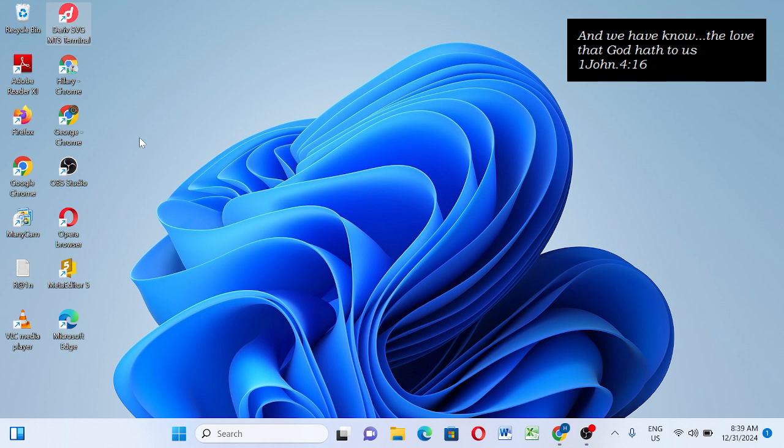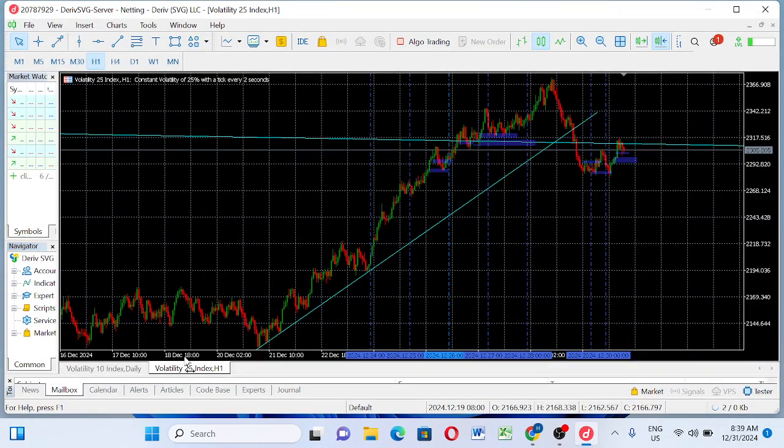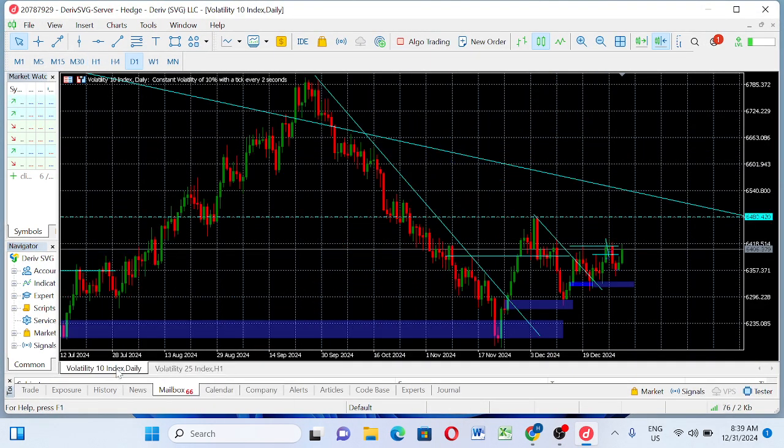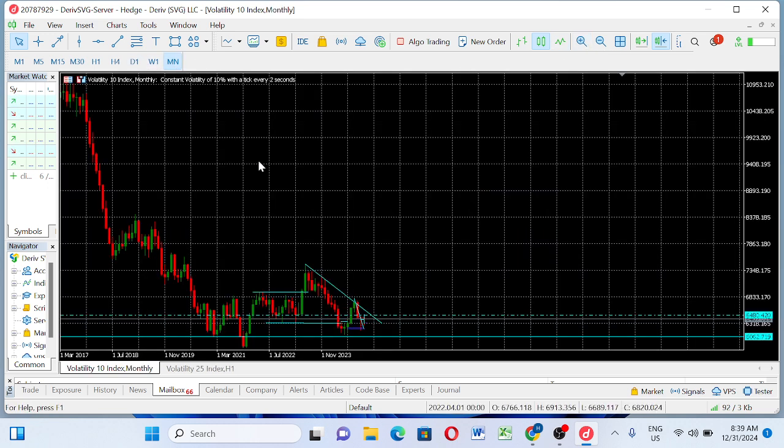let's open this Derive MetaTrader 5 interface. You understand? Now, good. So having opened it, we'll click on Volatility 10. You can see I already have my chart marked up, and I'm not going to be cleaning the chart. It's just going to be the way it is, and I'll try to go about my explanation.